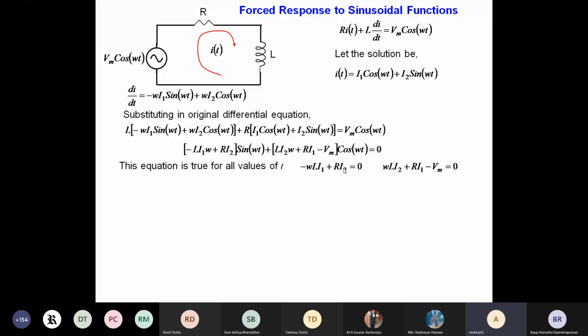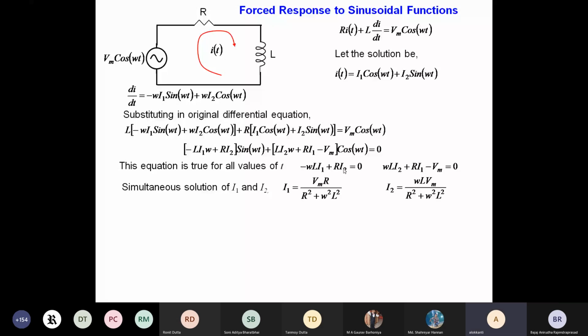So if you solve this, because what is the unknown? I1 and I2, capital I1 and I2. So if you solve this, the simultaneous solution of I1 and I2, you will basically get this.